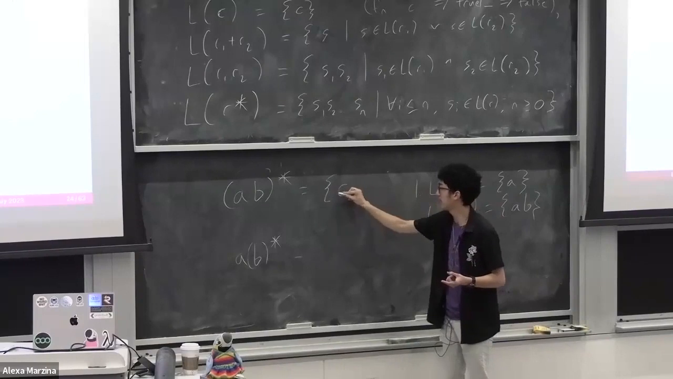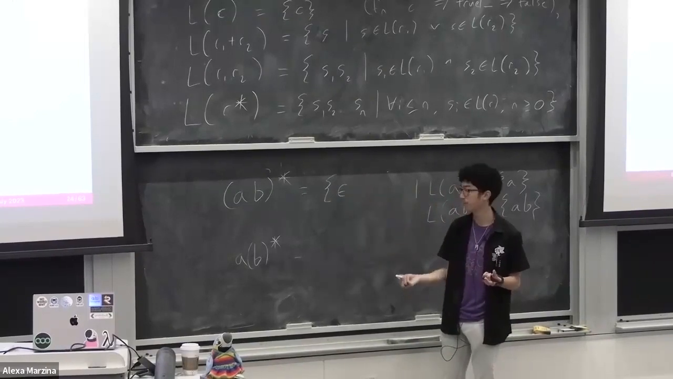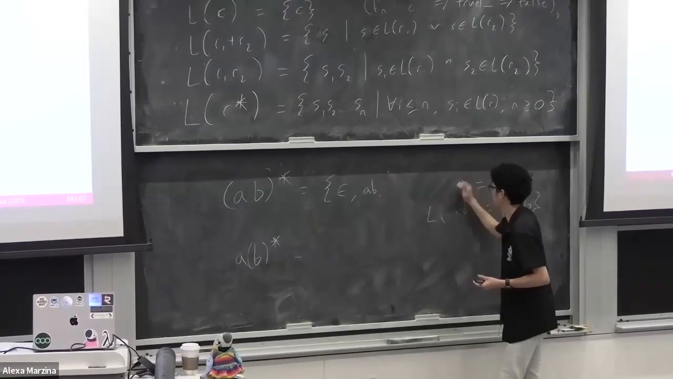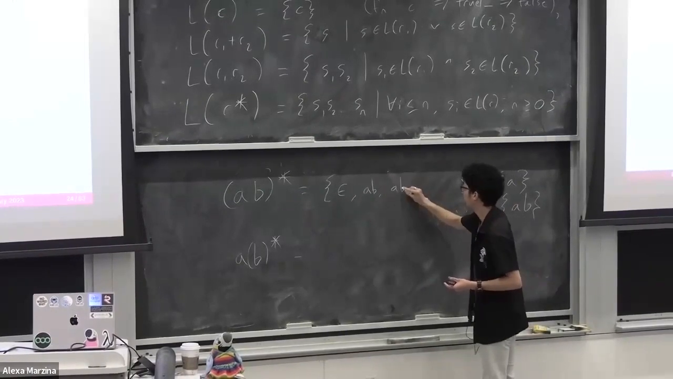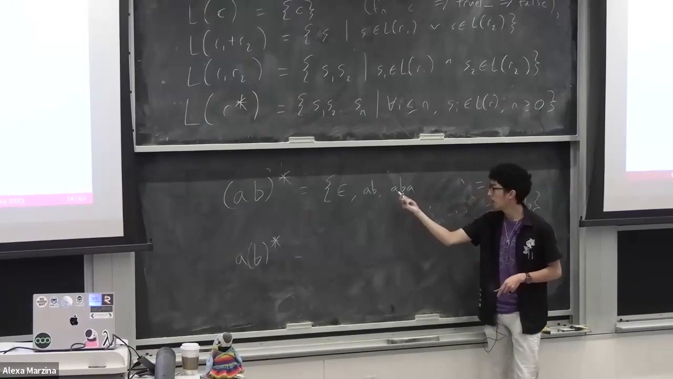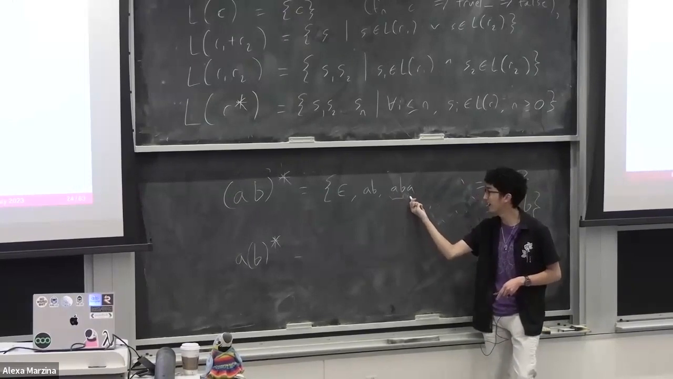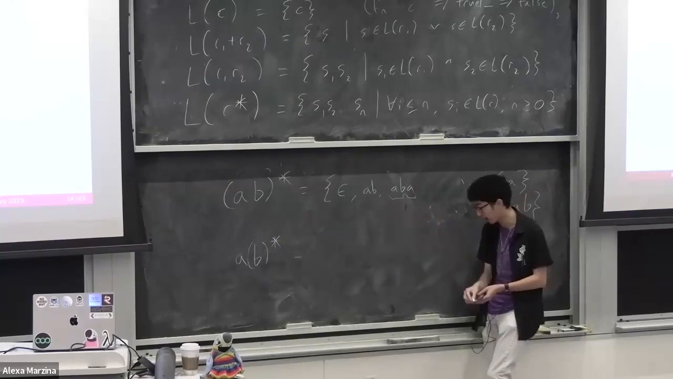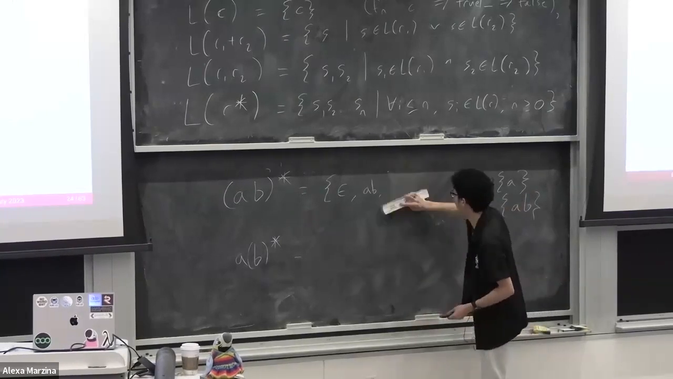So the 0 case is epsilon, the empty string, right? The 1 case is AB. But my question to you is then, can I put ABA in this language? Well, AB is in the language, but A is not. So this is not something in there 0 or more times. So in fact, ABA is not in this language.